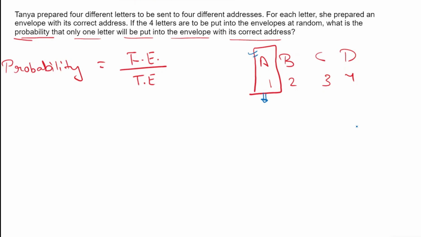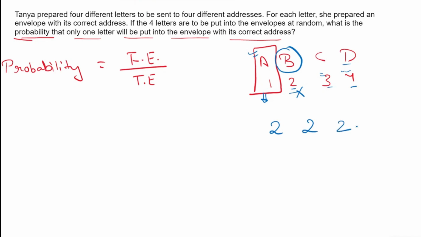But if I talk about the rest, the B letter cannot come with 2 because 2 is the correct address for B, but what I want is an incorrect address. So B cannot come with 2, but B can come with 3 and 4. That means it has 2 spots, so I will write 2. Similarly, C also has 2 spaces, that is second and fourth, so again 2. And D also has 2 spots, that is 2 and 3, so 2.